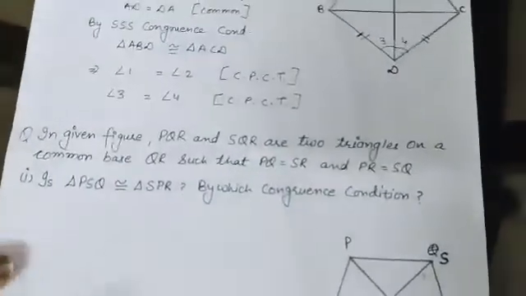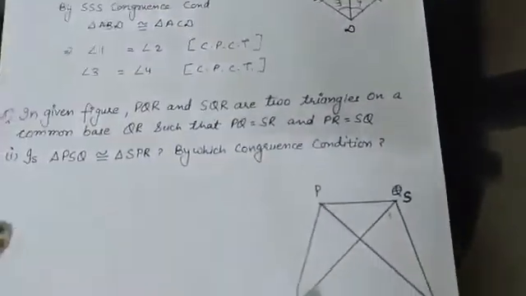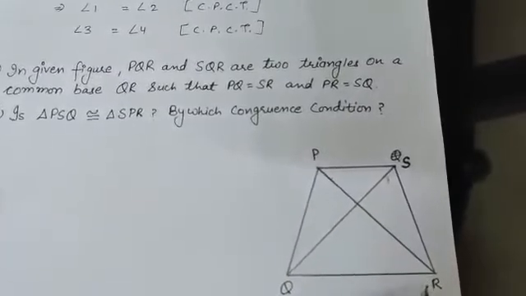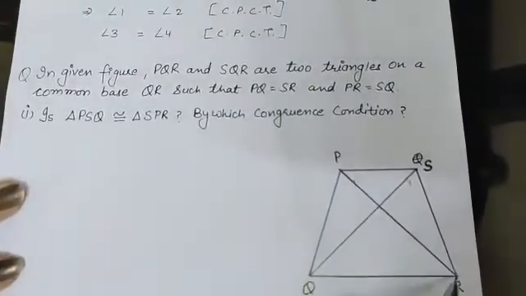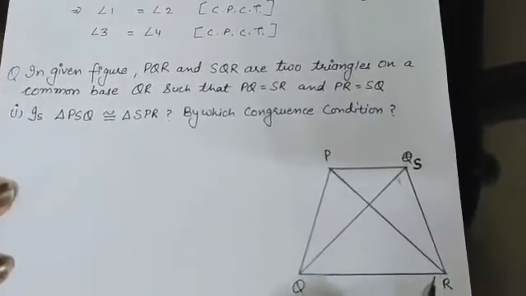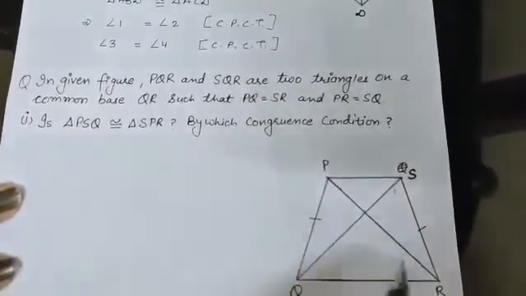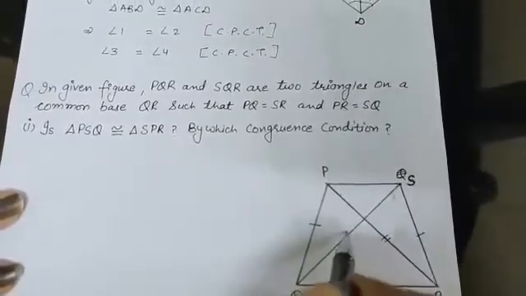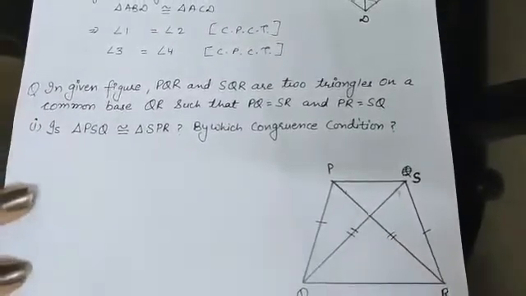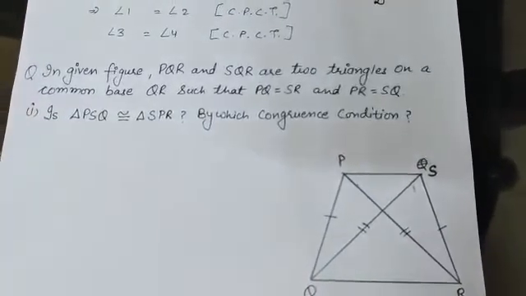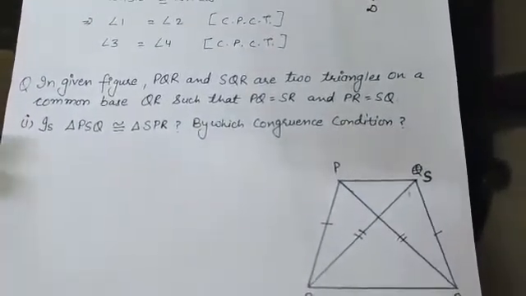Now the next question, in this given figure, PQR and SQR, these are two triangles on a common base QR, such that PQ is equal to SR, these two sides are equal, and PR is equal to QS, that is also given. Now the first part is triangle PSQ congruent to triangle SPR by which congruence condition?